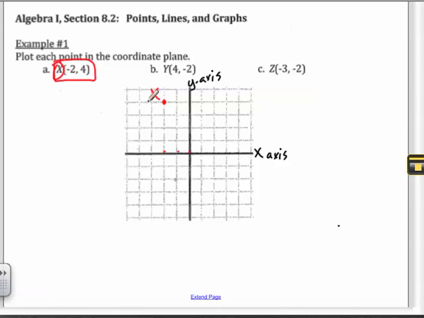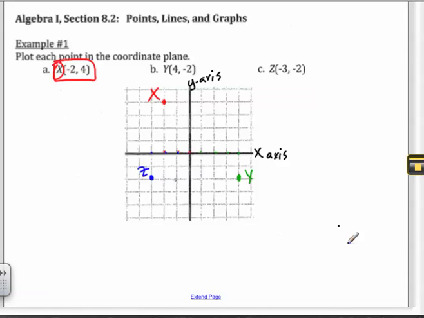Now, the next one, y says 4, -2, so I'm going to move 4 to the right, 1, 2, 3, 4, and then down 2, okay, because it's -2, and that's the point y. And then the last point, z, says go back along the x to -3, 1, 2, 3, -3, and then down -2 to here, okay, and so there's z.